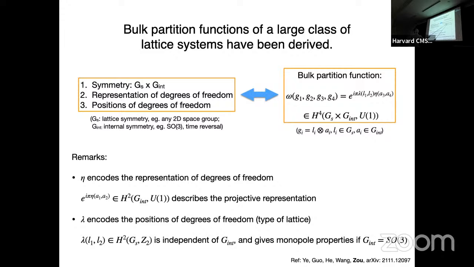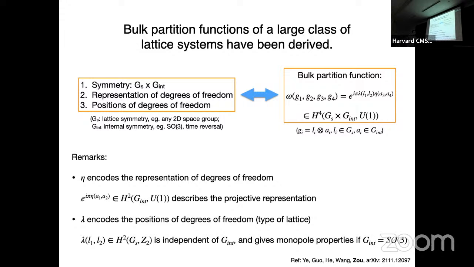And I can write it as one part coming from the lattice symmetry and another part coming from the internal symmetry. The important structure I want to point out here is that this expression factorizes into two pieces. There's this piece of lambda and this piece of eta. So lambda only depends on the first two group elements, eta only depends on the last two elements. In particular, lambda only depends on the lattice symmetry part, and eta only depends on the internal symmetry part. More precisely, this eta encodes the second piece of information. It tells me whether I have spin 1/2 or Kramers doublet spin or Kramers singlet spin. And this lambda encodes the type of lattice, or the positions of the degrees of freedom, whether it's a triangular lattice, Kagome lattice, or honeycomb lattice.